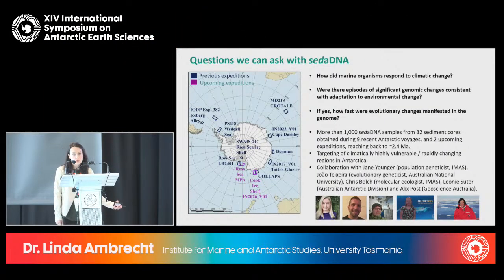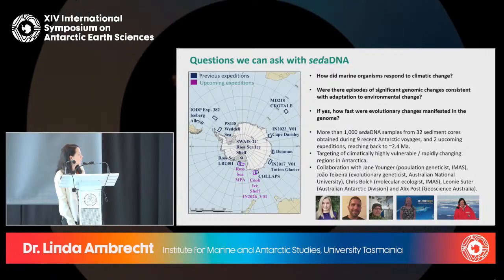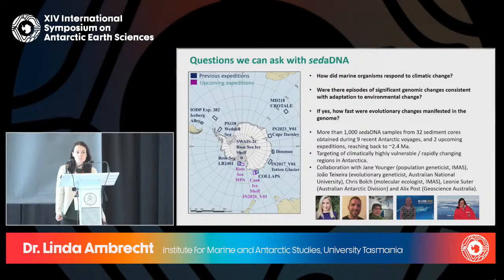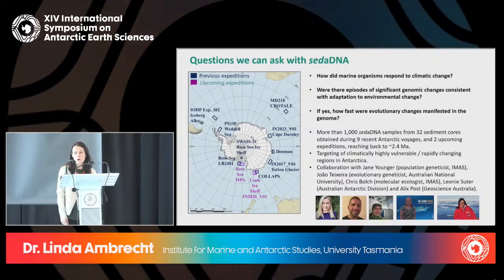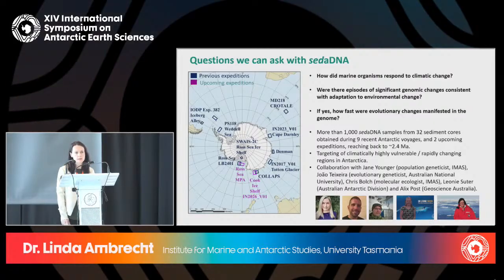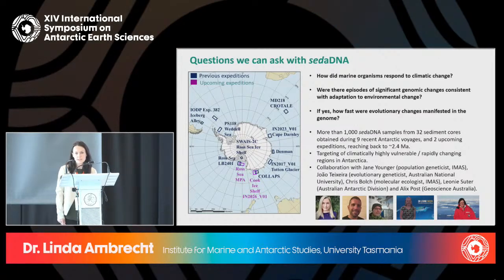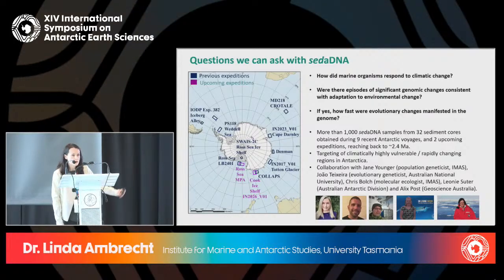So we have a new project that we have just started with a team of collaborators in Australia, where we are pursuing slightly different questions, such as looking into genomic changes through time. Can we actually detect mutations and genomic changes in organisms over longer time scales? When do we detect them? Can we detect them in relation to environmental change? And if we do detect them, how quickly do they actually get manifested in the genome as a response to environmental change? So we have put together quite an extensive data set.